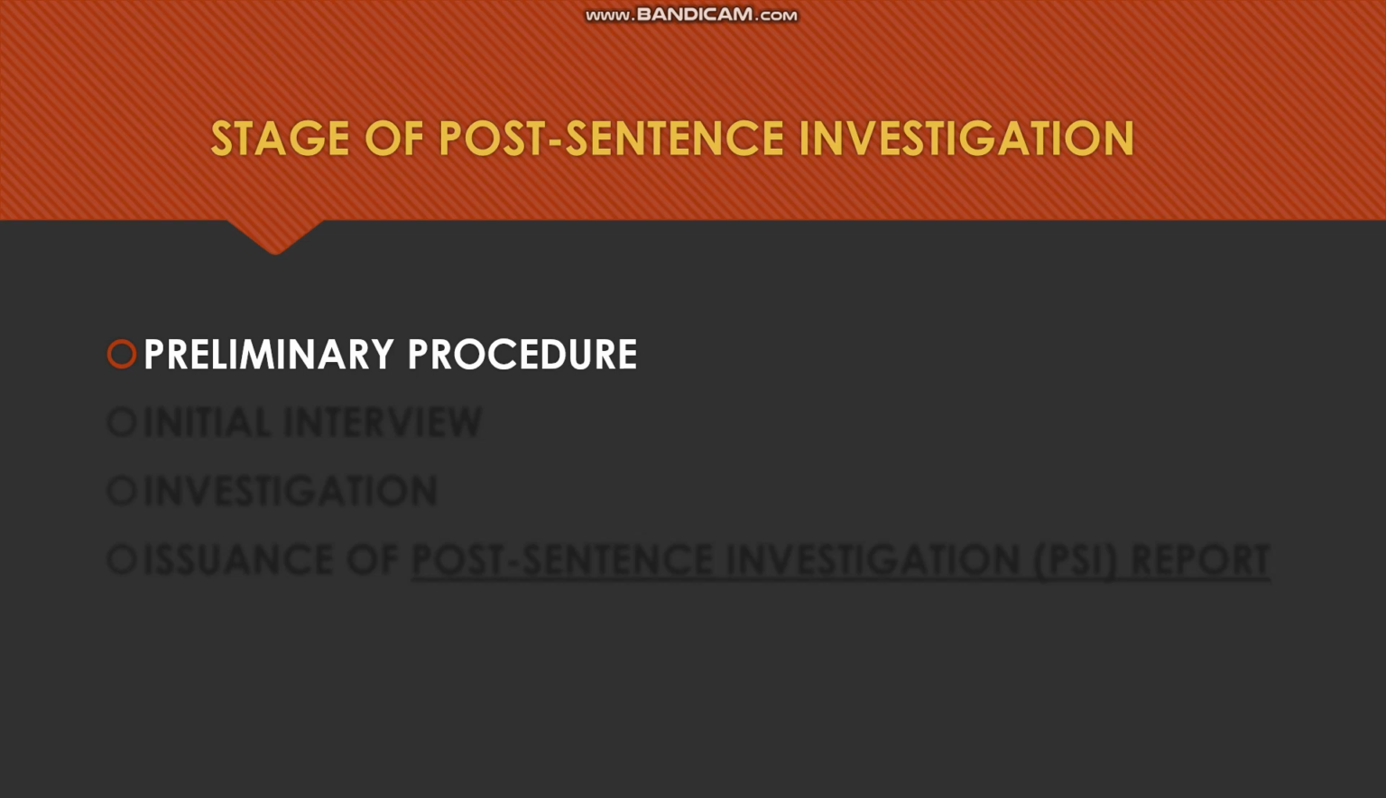The first is the preliminary procedure, where the probation officer receives the order from the court, giving him the task to conduct the post-sentence investigation. That is the preliminary period or procedure. It is only then that he receives the order from the court that he needs to conduct a post-sentence investigation.